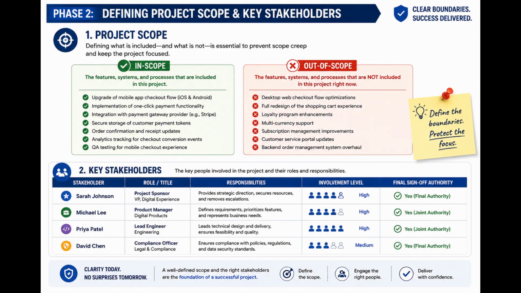Directly beneath your scope boundaries, you should create a stakeholder table that outlines the project sponsor, product manager, lead engineer, and compliance officers along with their final sign-off authorities.